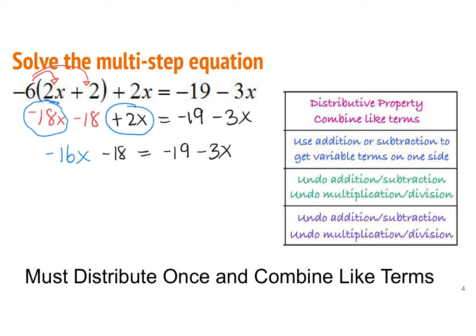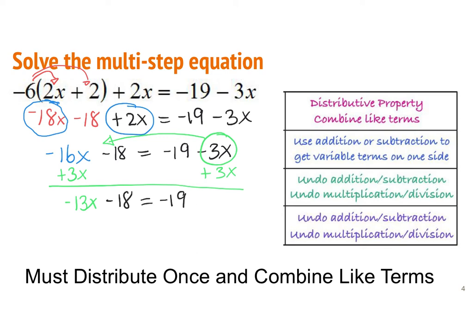Then I will get a variable over on one side. I'm going to choose to get the negative 3 over to the left. So I have to add or subtract. In this case, I will add because it's a minus 3x. So we want to do the opposite, a plus 3x. This is going to give me negative 13x. Negative 18 stays, negative 19 stays.